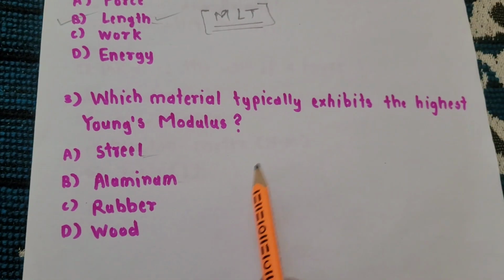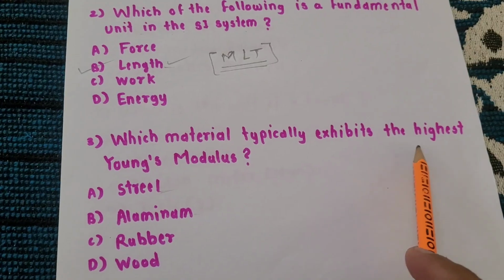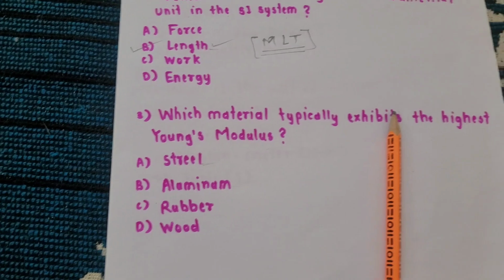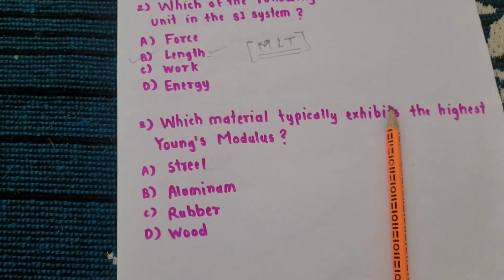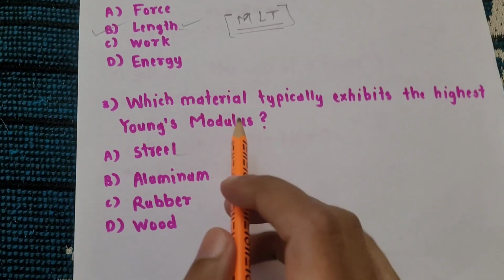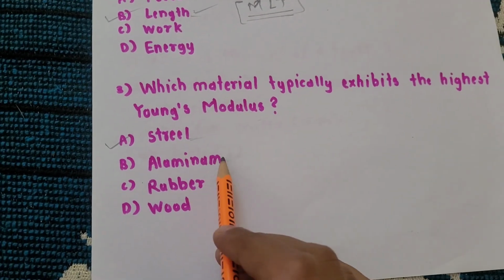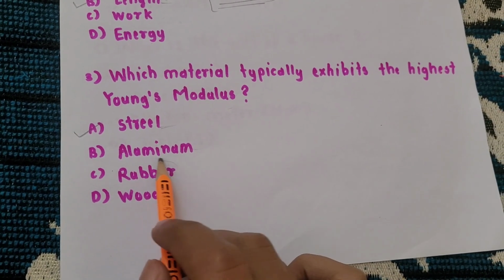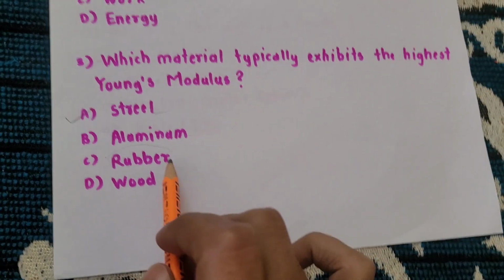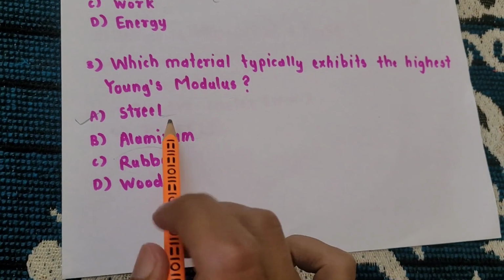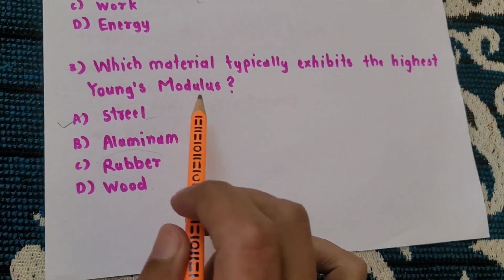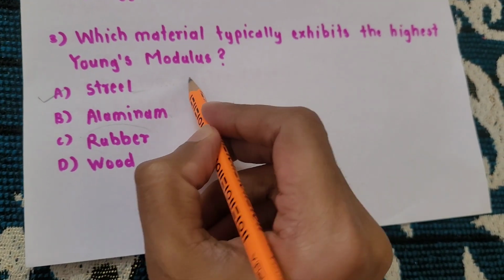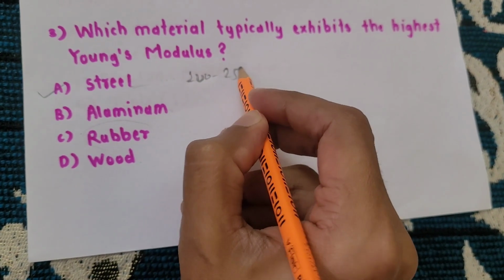Okay, the next question: which material typically exhibits the highest Young modulus? The options are steel, aluminum, rubber, and wood. The highest Young modulus is exhibited by steel, then aluminum, then wood, and then rubber. Rubber has a very elastic nature, but its Young modulus is very low. Steel has a very high Young modulus, in the range of 200 gigapascal to 250 gigapascal. You can comment what the Young modulus of steel, aluminum, rubber, and wood is.